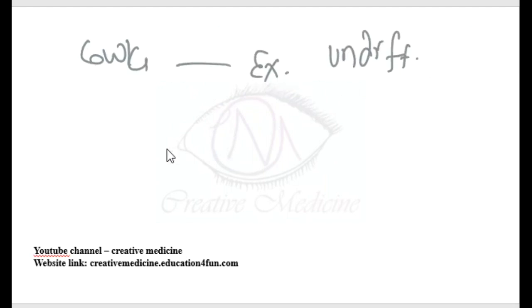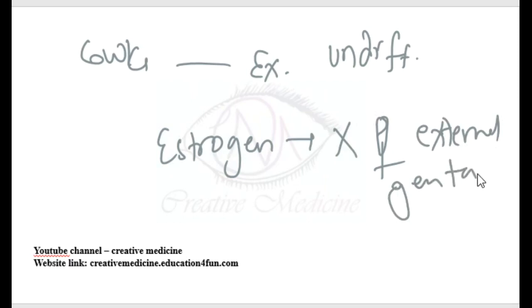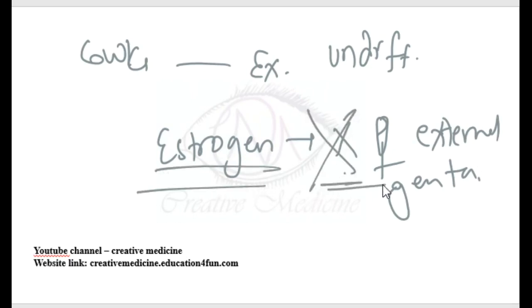In development till 6 weeks, the external genitalia are undifferentiated. Estrogen is not required for the development of female external genitalia. Actually, in males, for external genitalia formation, dihydrotestosterone is important. But in females, estrogen is not important for the development of external genitalia.